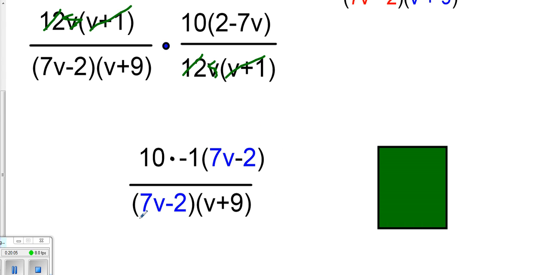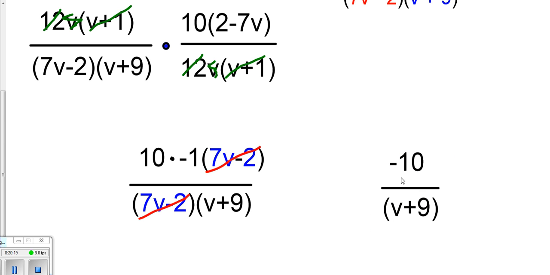Now, 7v minus 2 matches with 7v minus 2, so we can cancel those out. So what's left on the top? 10 times negative 1. What's left on the bottom? v plus 9. So this would be our final factored simplified rational expression. The negative 1 times 10 made negative 10, and it's still over the factor v plus 9.